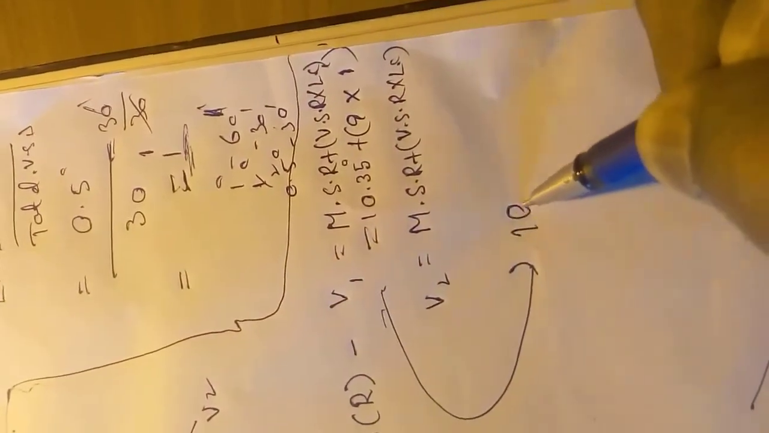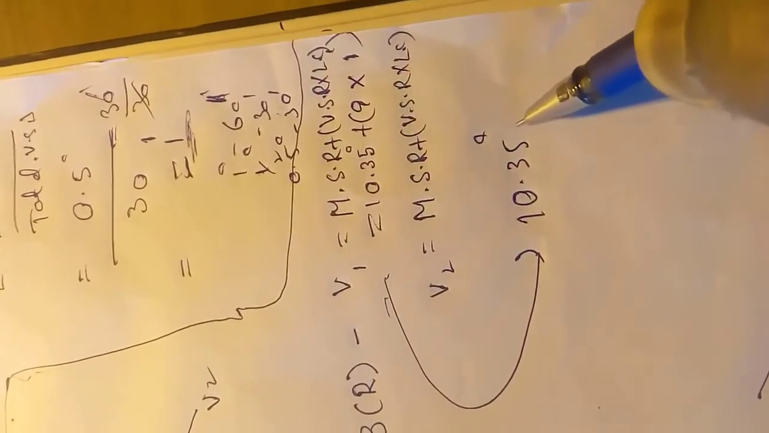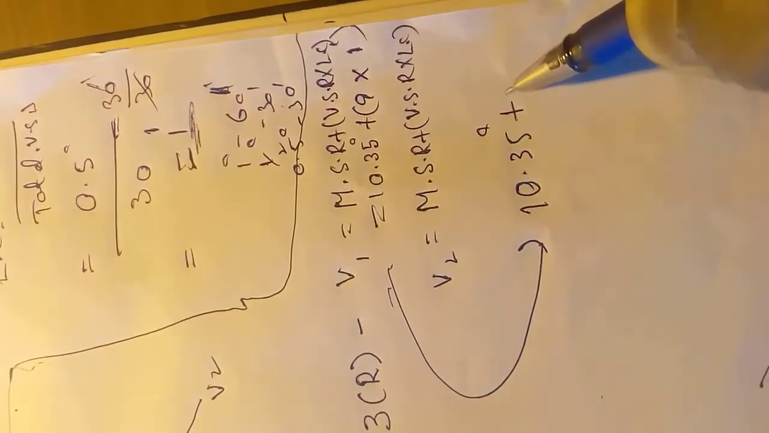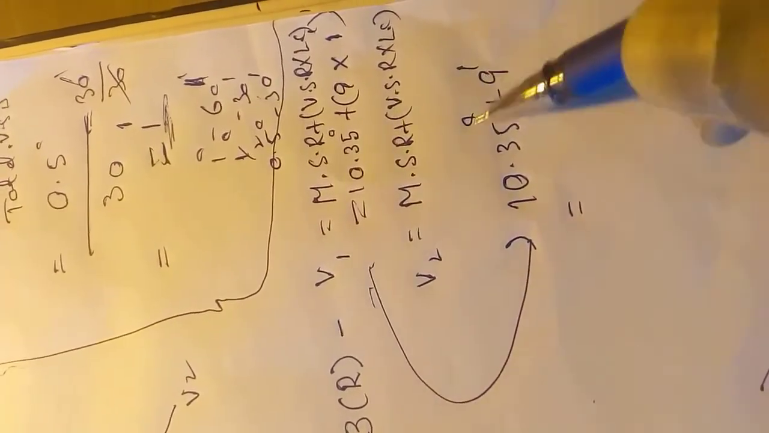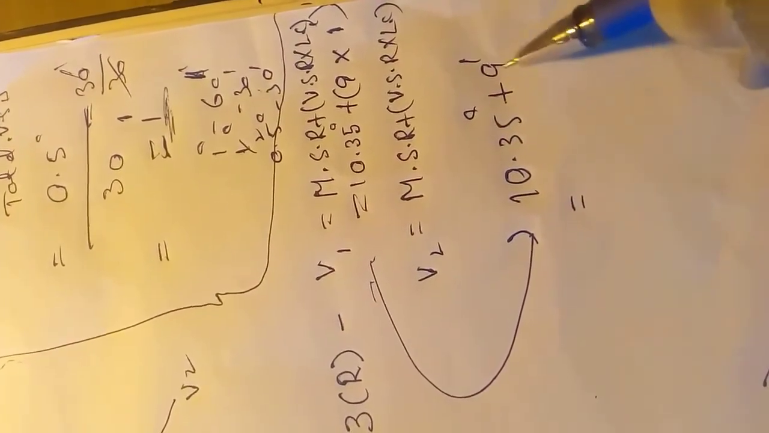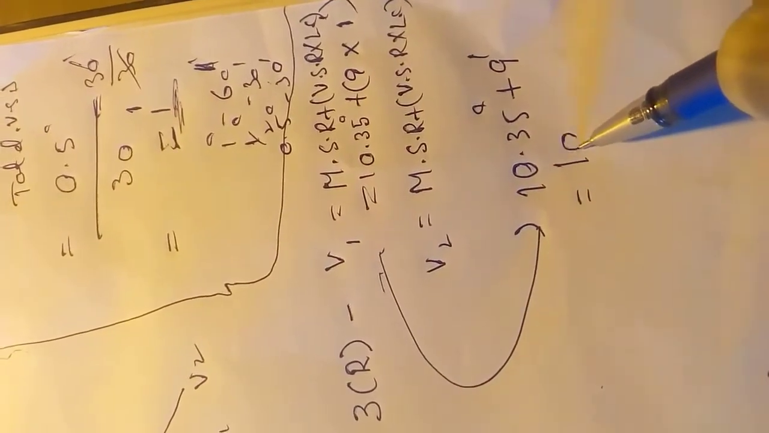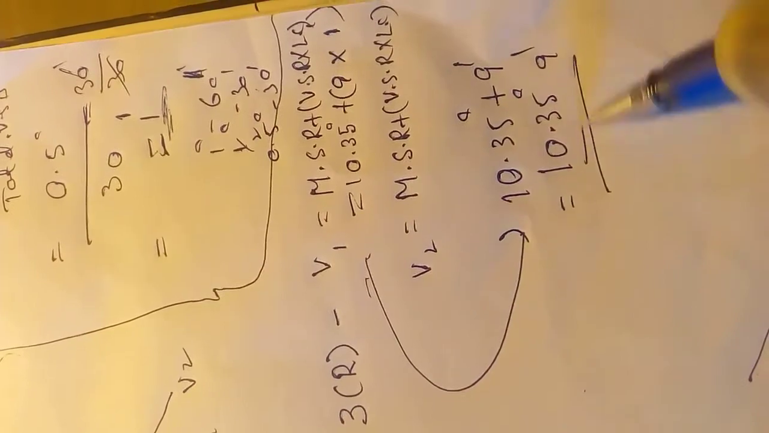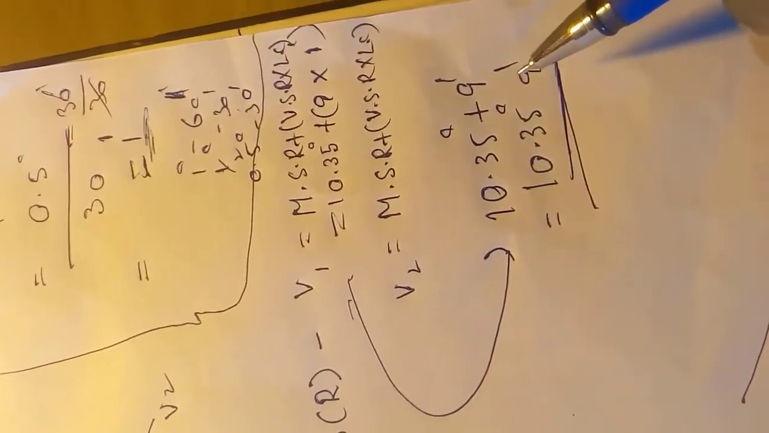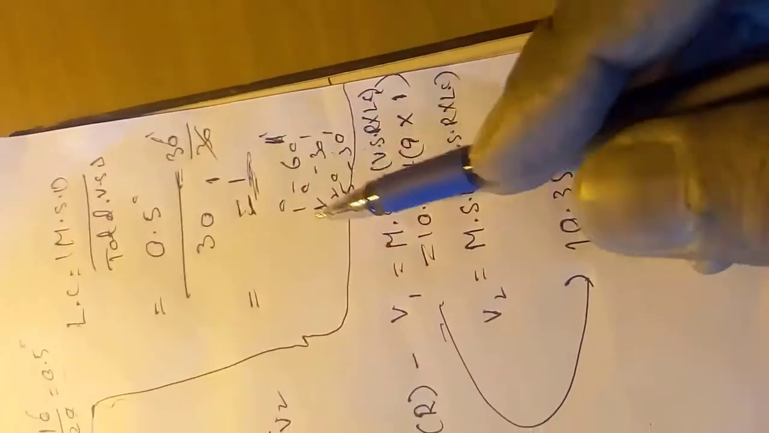So here the ninth line is matching. That's why I have written here ninth line. So now I write it here, the vernier 1 reading: total reading is 10.35 degrees plus 9 into 1, which means 9 minutes you will get. Unit is very important. Now you cannot add degrees and minutes, so I have simply written the value in degrees and minutes: 10.35 degrees, 9 minutes is the value.